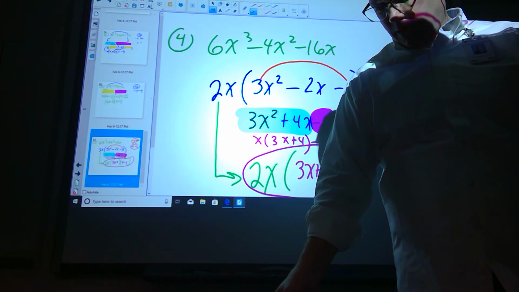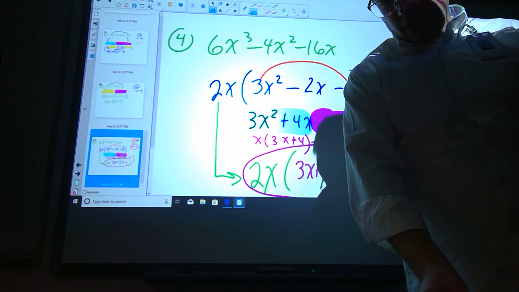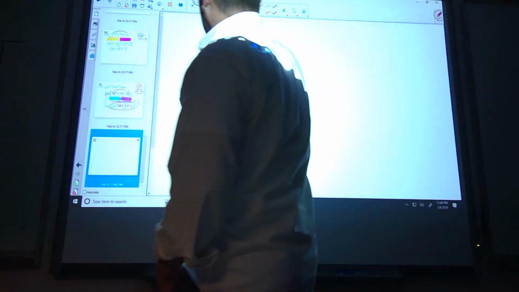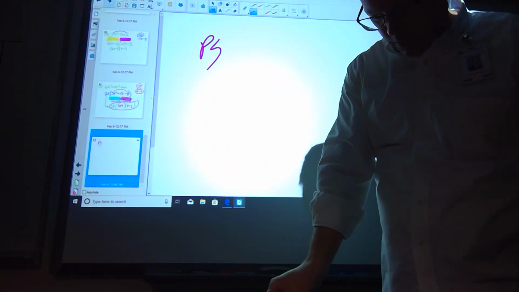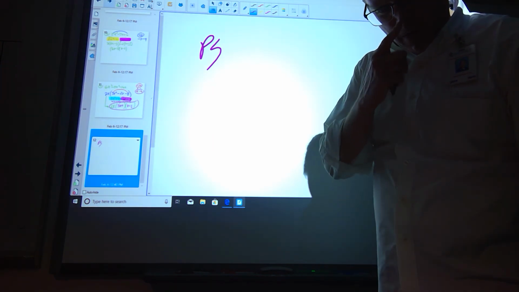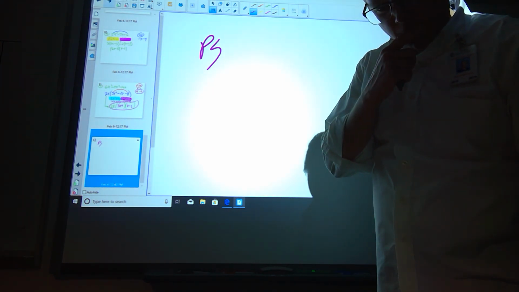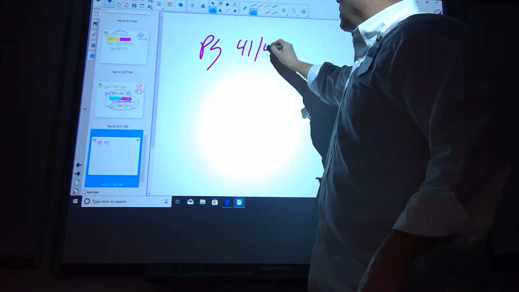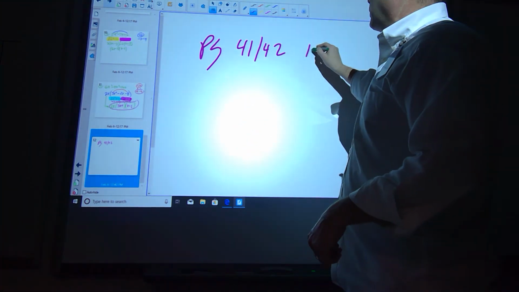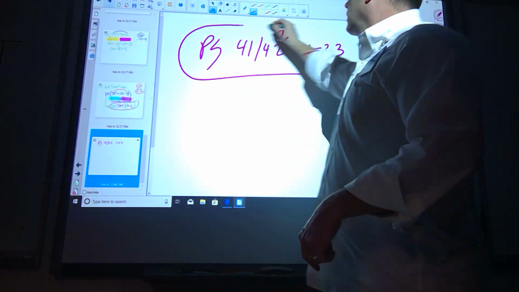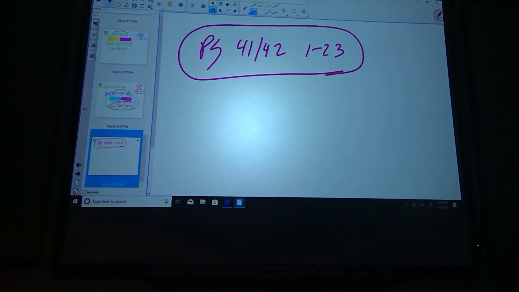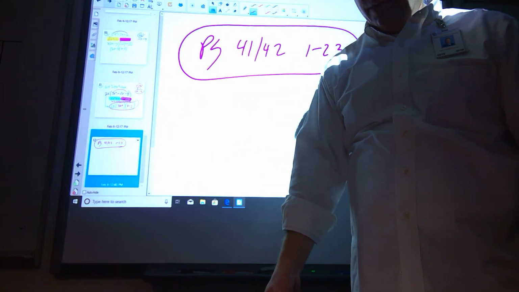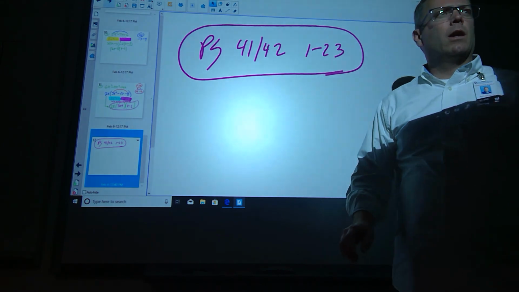What do you think? Feel all right? So your assignment for tonight will be page 41-42. All I want you to do is 1 through 23, because we have a quiz tomorrow. This is the review. If you feel you can go through these, you can nail it. Okay? You have the rest of the period to work. I got you covered.